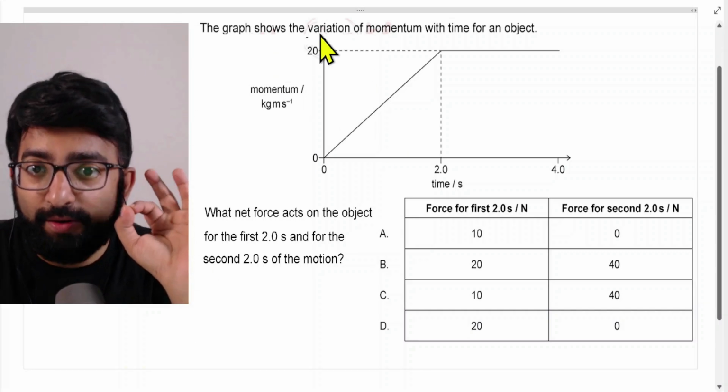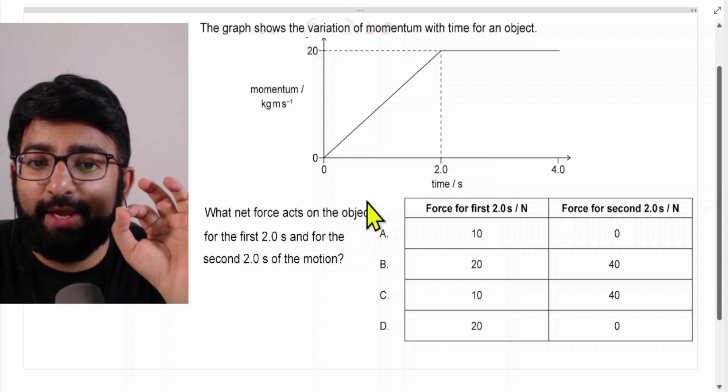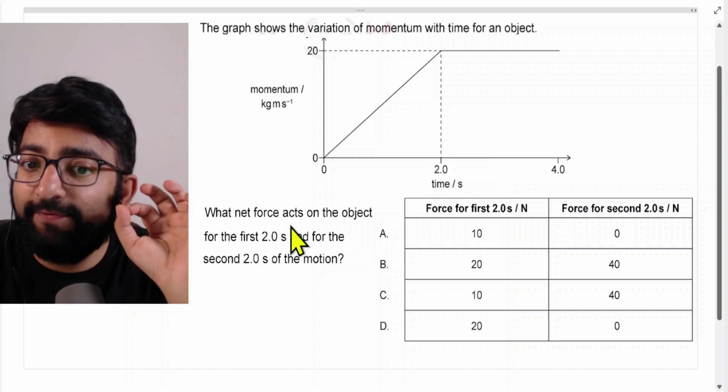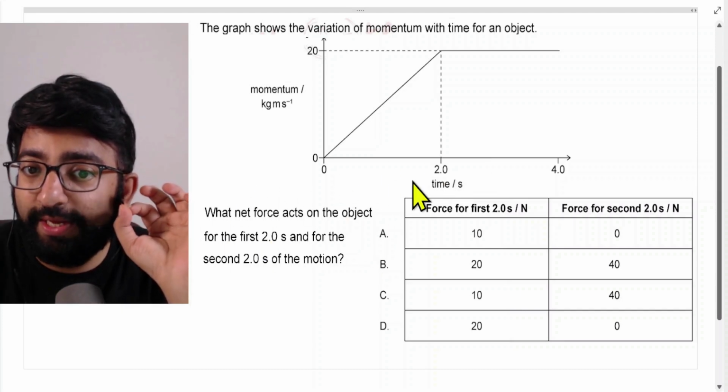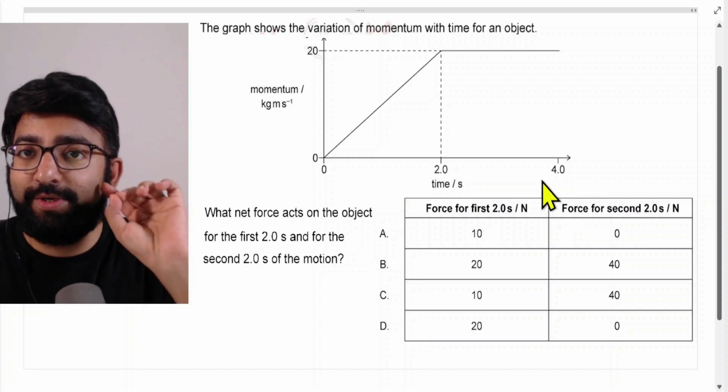So we have been given a graph. On the y-axis, it is momentum. On the x-axis, we have time. We need to figure out what is the net force acting on the object for the first 2 seconds and for the next 2 seconds of the motion. So how do we approach such questions?